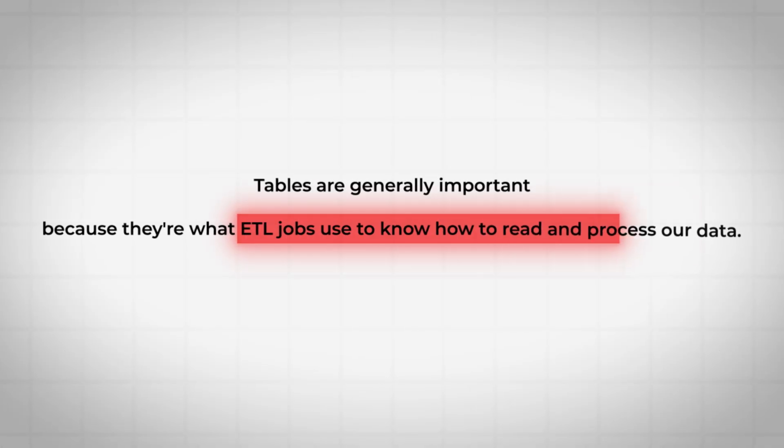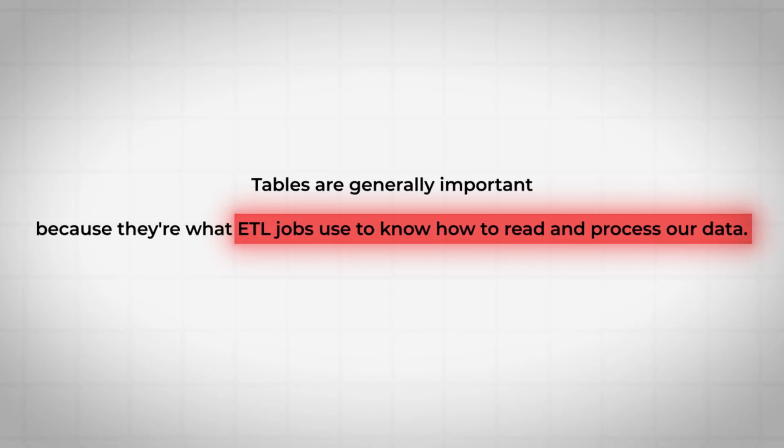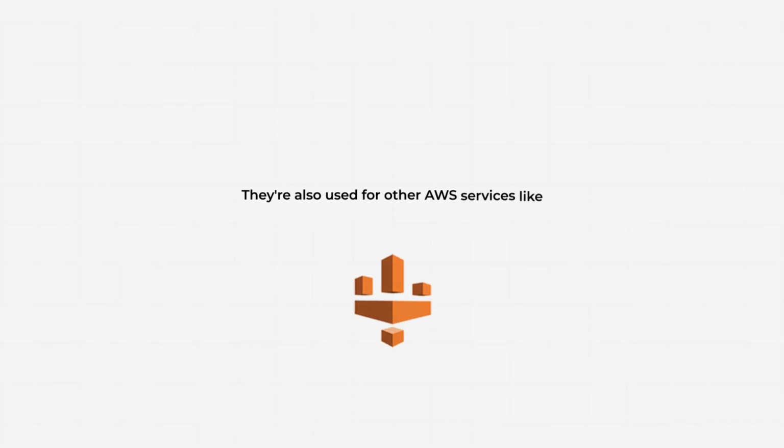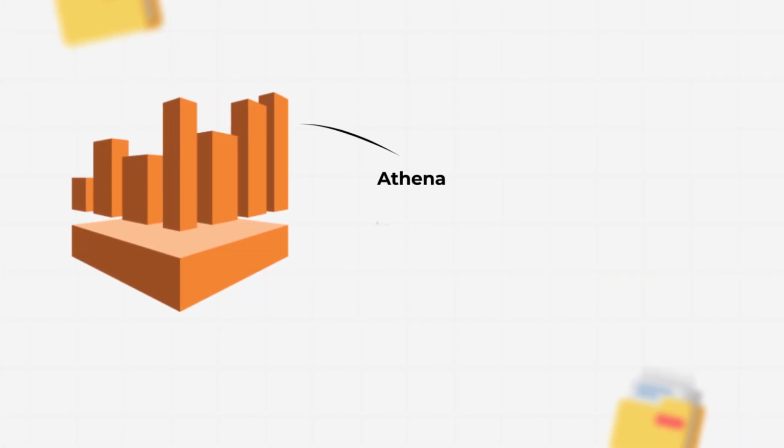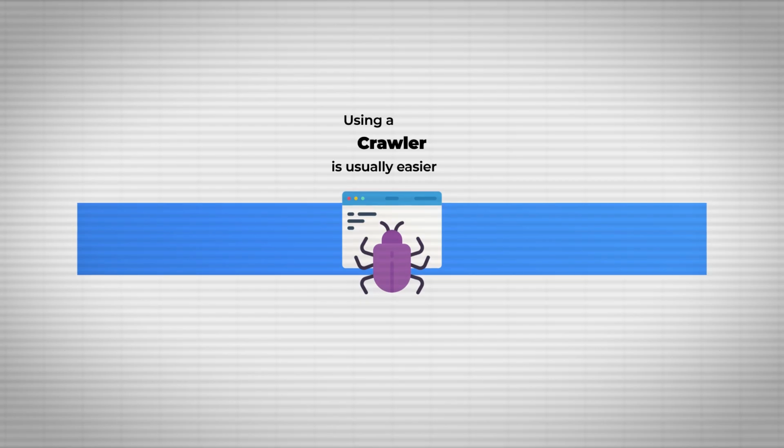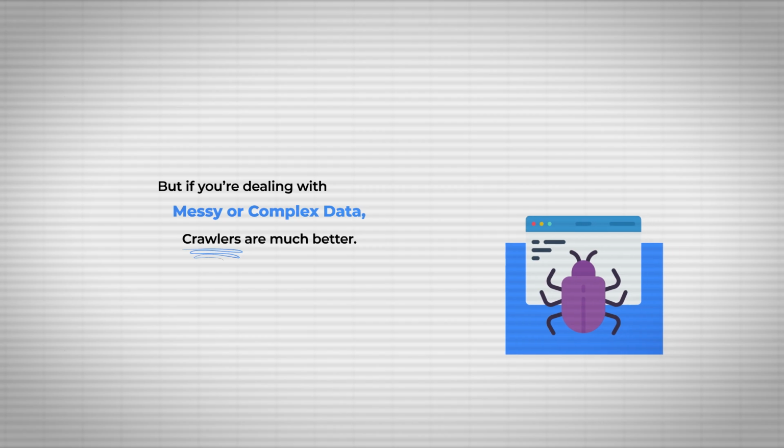Tables are generally important because they're what ETL jobs use to know how to read and process our data. They're also used by other AWS services like Athena to query your data directly. Using a crawler is usually easier, especially for simple datasets. Manual definition works fine for small, clean datasets. But if you're dealing with messy or complex data, crawlers are much better.